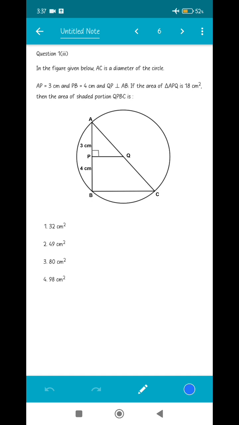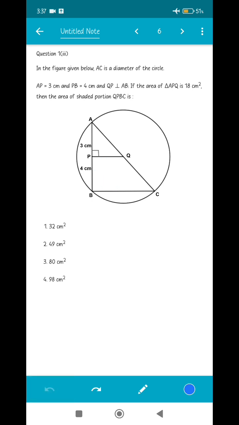Next question. This is a question from the chapter similarity, if I am not wrong. In the given figure, AC is the diameter of a circle. AP is given as 3 cm and PB is given as 4 cm. If the area of triangle APQ is 18 cm square, then find the area of the shaded portion QPBC. It has not been shaded, but it has already been mentioned that you have to find the area of the region QPBC. That means this region, the trapezium. So this is also a very direct question.